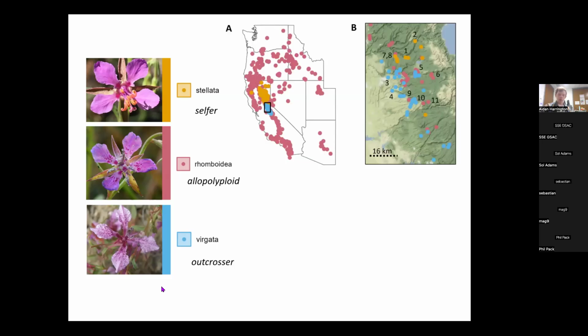And if we look at the geographic range of Clarkia rhomboidea, you can see that all these red dots are occurrence records, and it has greatly expanded its range throughout California, as well as into the Pacific Northwest, even into Idaho, and some populations in the mountains in Arizona and Utah, whereas stellata and virgata are these narrow endemics in Northern California.